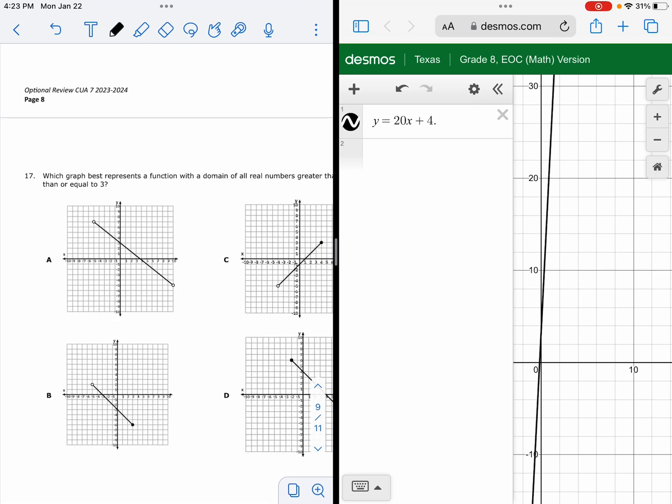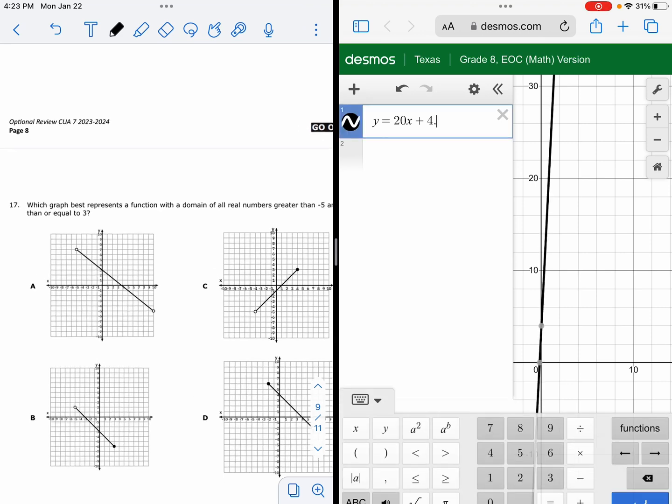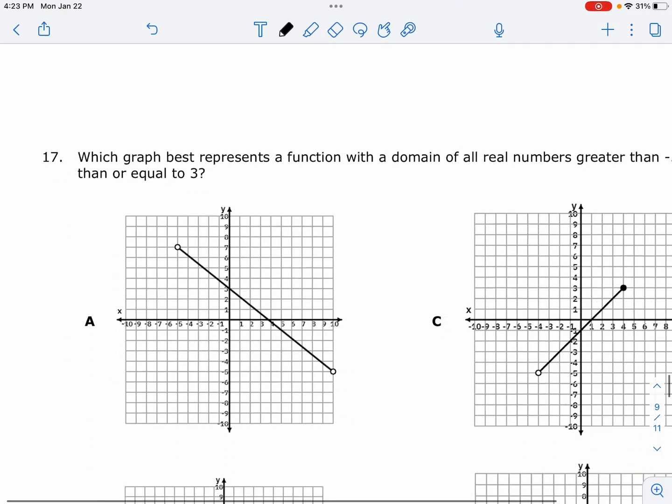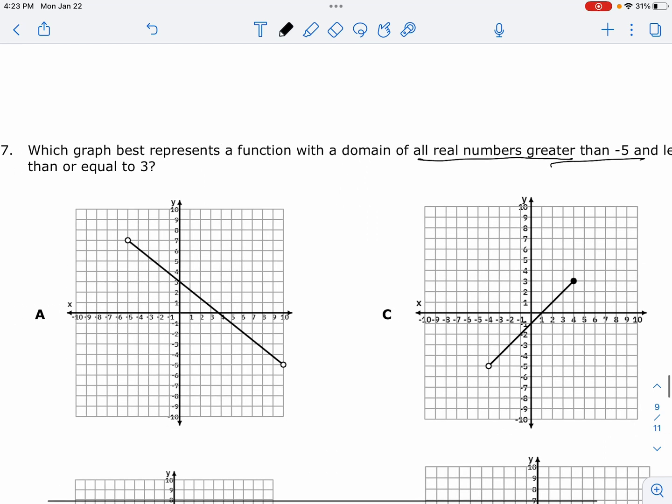Number 17, I have a function with domain. Let's see. I'll go ahead and full screen this because it's too hard to see. The domain means your X is all real numbers greater than -5 and less than or equal to 3. Let's think about what that means. X greater than -5, less than or equal to. So greater than -5, open, less than, when you see that, or equal to 3.